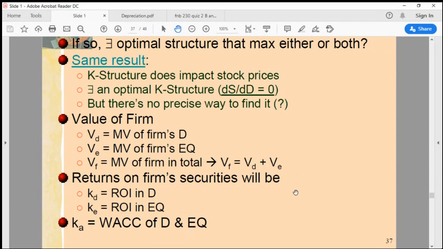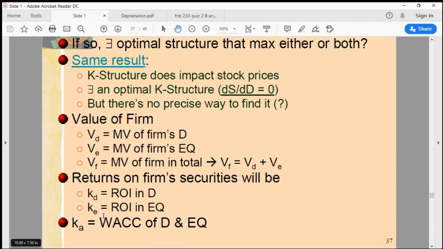Now, returns on the firm's securities. There are two costs of capital involved here, right? Because to calculate the intrinsic value of the debt and the intrinsic value of the equity, you need to discount it. And the discount rate being used is the cost of capital. For debt, cost of debt is the appropriate discount rate. For equity, cost of equity is the appropriate discount rate.